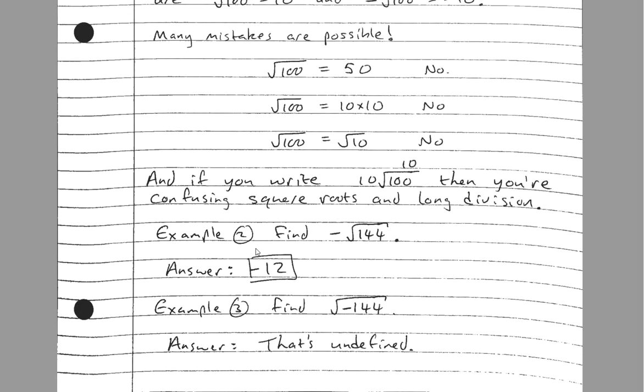Okay, so a couple more examples to finish. Here we have a minus radical 144. This means we're looking for the negative square root of 144. Yeah, 12 squared is 144. You can check. So the answer here is negative 12.